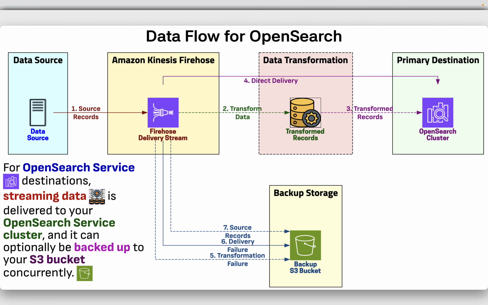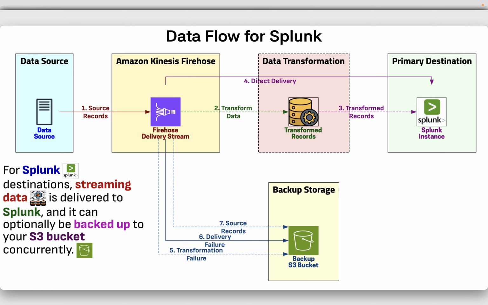Next is data flow for OpenSearch, and for OpenSearch destination, streaming data is delivered to your OpenSearch service cluster. It can optionally be backed up to your S3 bucket concurrently. So here we don't have intermediate S3 bucket. You can directly from Firehose delivery stream, you can do some transformation and store it in an OpenSearch cluster.